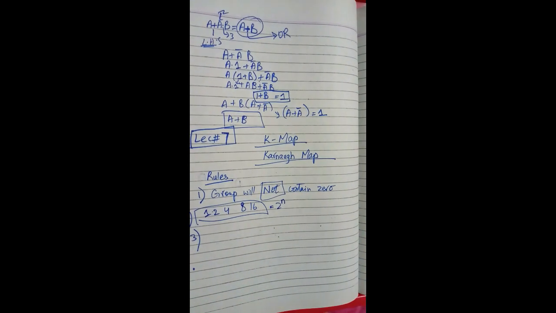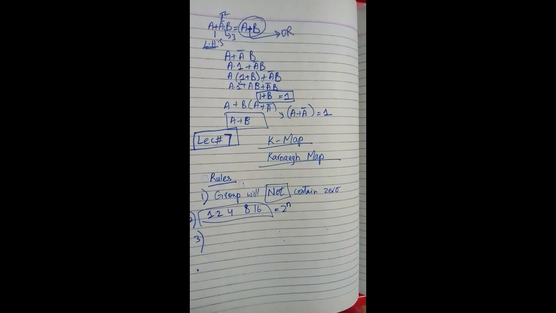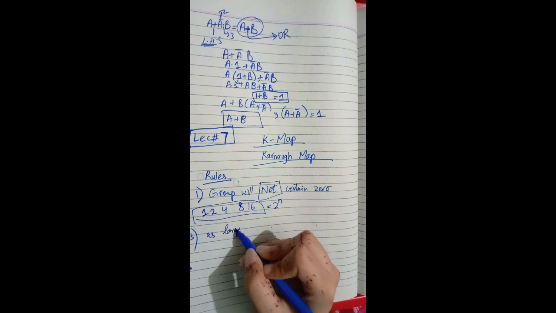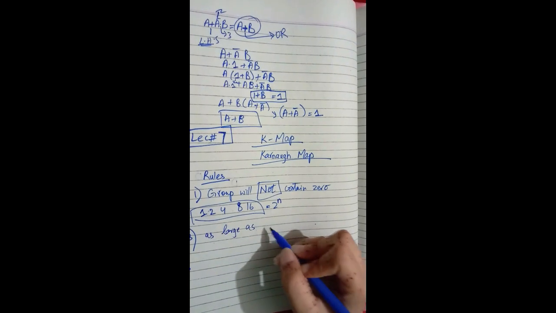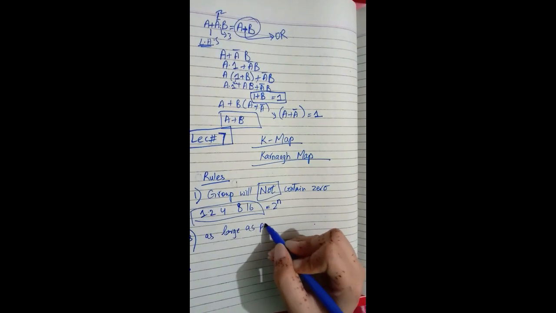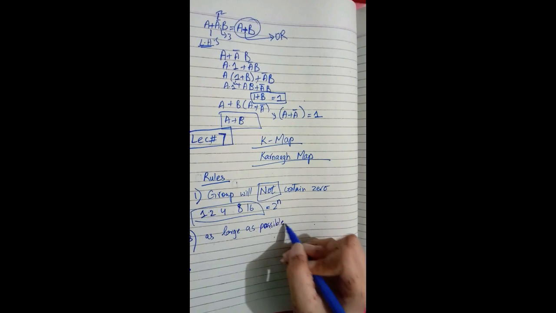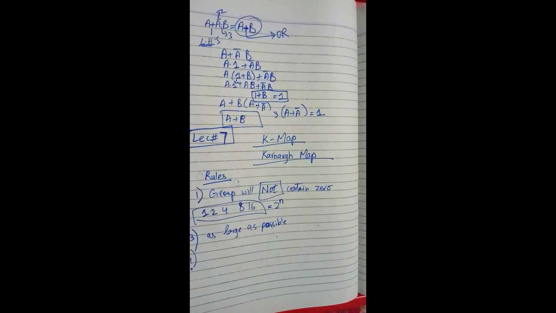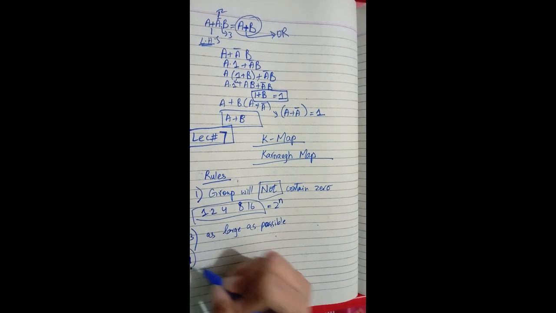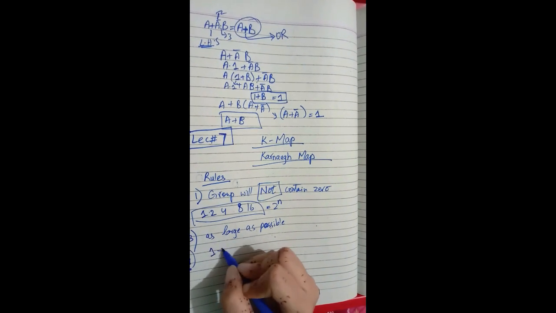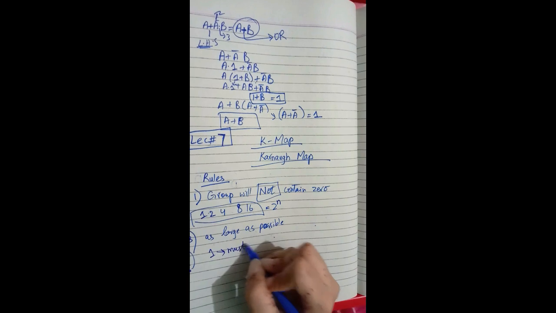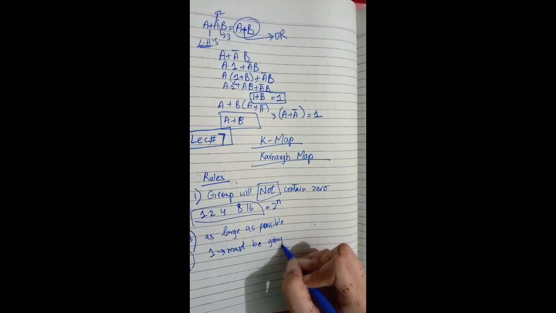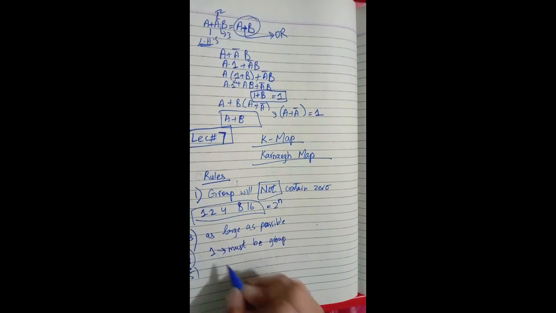The third rule is each group should be as large as possible. We can make the group as large as it can be. The fourth rule is cells containing 1 must be grouped. Wherever a 1 is coming, we will not leave it out of the grouping; it must be grouped in any case. 1 must be grouped.